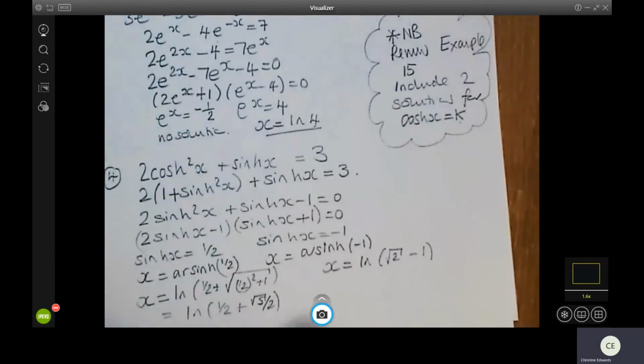I appreciate that we restrict the graph when we are defining a function, but when we are solving an equation, we need to consider all the possible solutions.